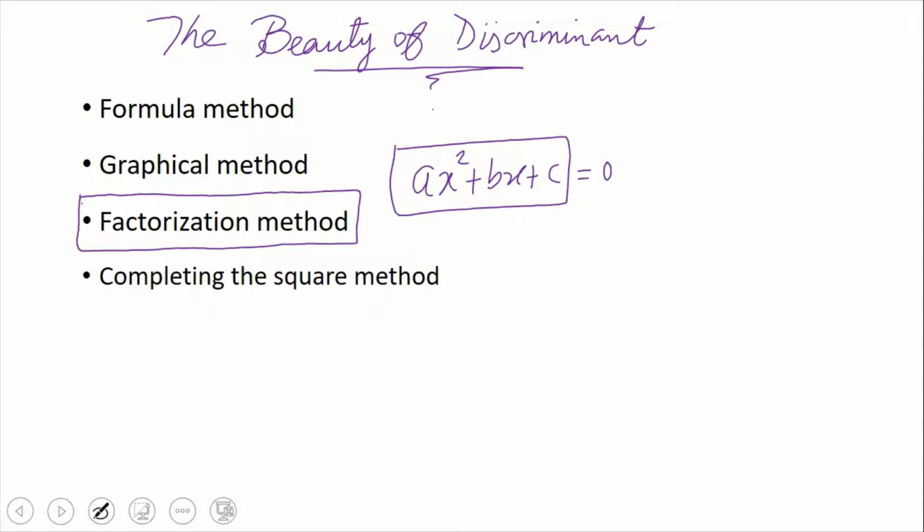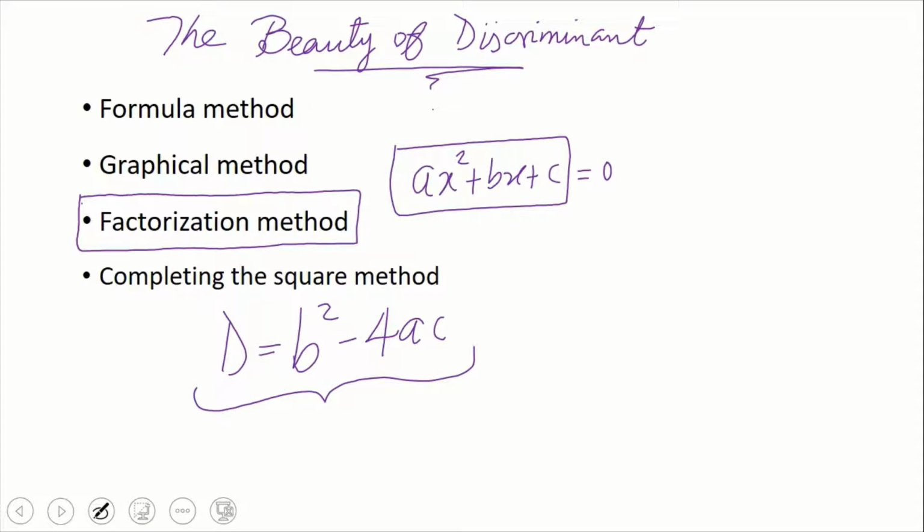Now the question is, how do you determine if you can actually solve any given quadratic equation by factorization method? The answer can be found by computing this quantity again, which is our subject matter, discriminant. With the discriminant you can tell if the given equation can be solved by factorization method. So how do you determine that?